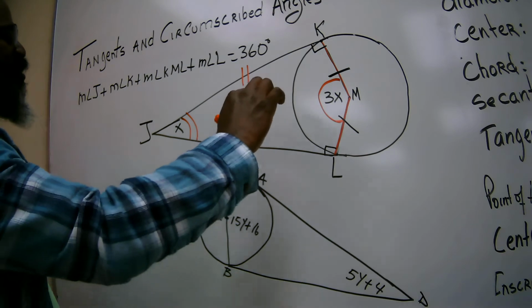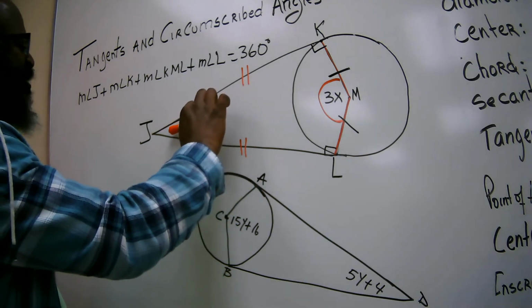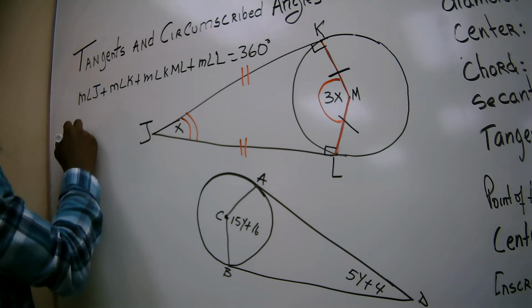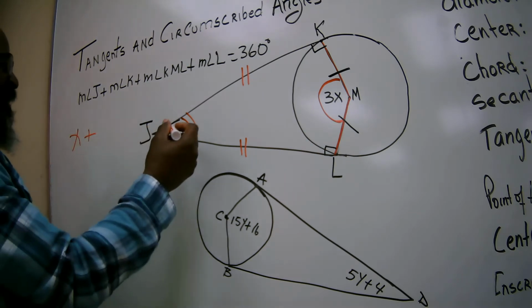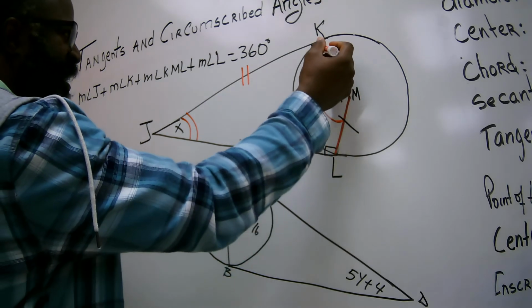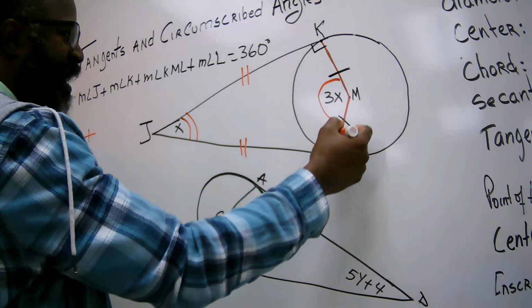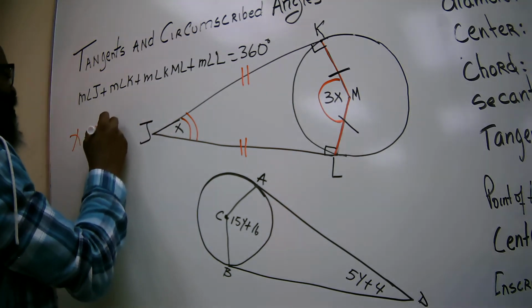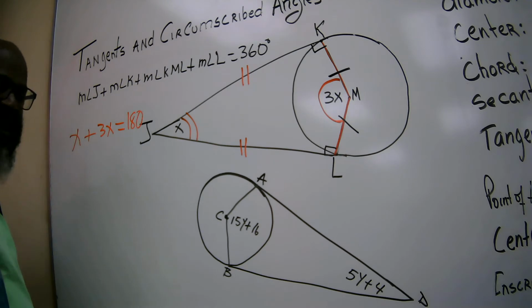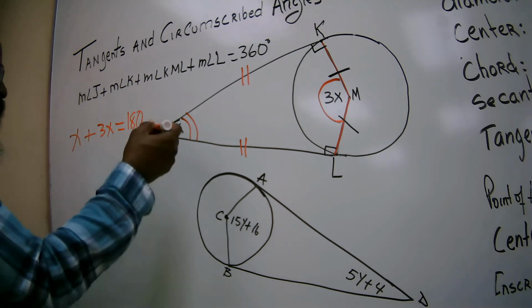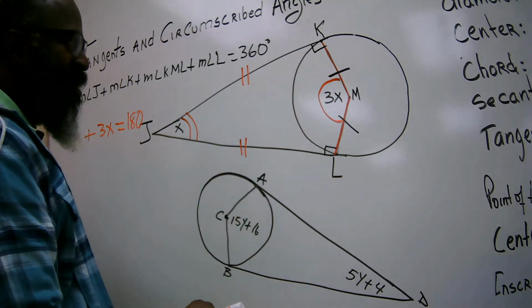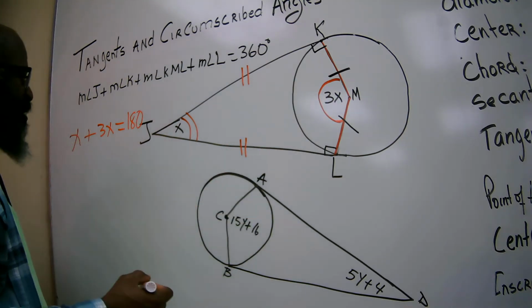So let's use the circumscribed angle, which is angle J, which is represented by x. So we can have x plus its associated central angle, which is angle KML, 3x. That will be supplementary. So this is the one that we are going to solve for x. The circumscribed angle and its associated central angle are supplementary. That's what the property told you earlier.